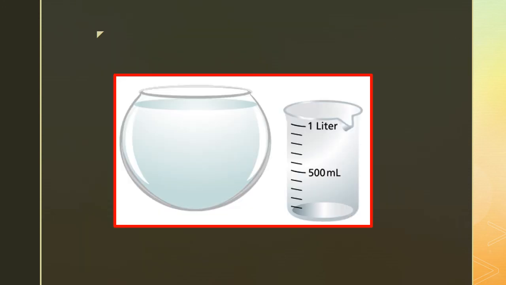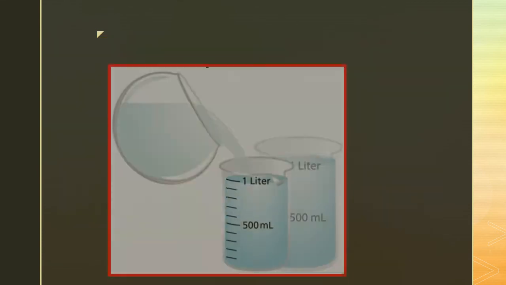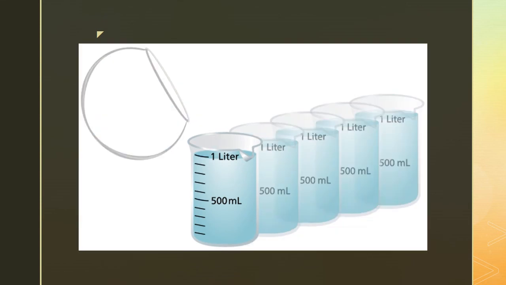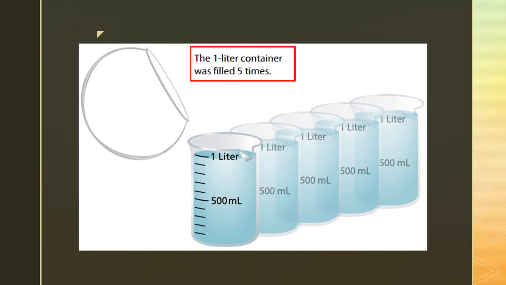Okay, now pour from the filled fish bowl into the 1 liter container. All right, now empty the container and repeat until the fish bowl is empty. Why is it important to fill the container each time all the way to the 1 liter mark? Unless the container is filled all the way to the 1 liter mark, you cannot accurately measure the capacity of the fish bowl. All right, so what other containers might have a capacity of 5 liters? Do you know? Okay, let's find out later. All right, so the 1 liter container was filled 5 times. Hence, the capacity of the fish bowl is 5 liters.